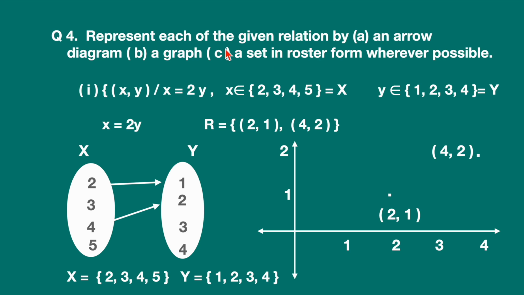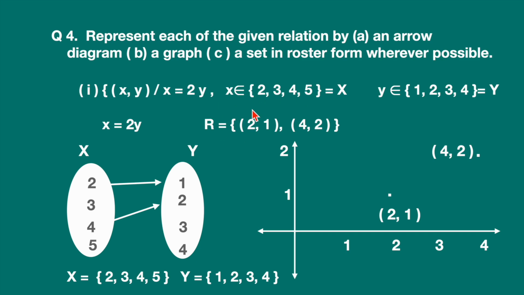Question 4. Represent each of the given relations by an arrow diagram, a graph, and a set in roster form wherever possible. Okay. So first, the relation {(x, y) such that x is equal to 2y}, where x belongs to {2, 3, 4, 5} and y belongs to {1, 2, 3, 4, 5}. Let us take this set as capital X and this as capital Y. So here we can write down all these values 2, 3, 4, 5. This is the arrow diagram, and y is here 1, 2, 3, 4. So these are the two sets.